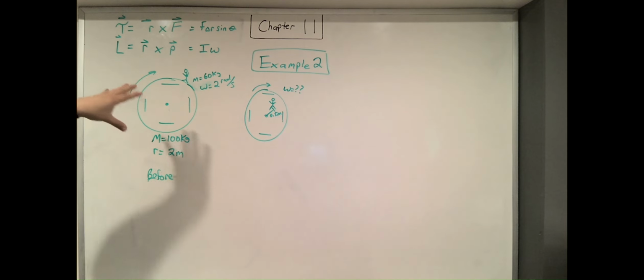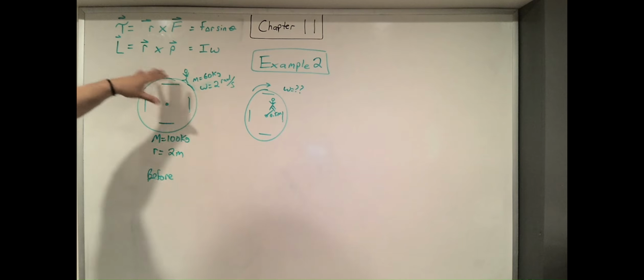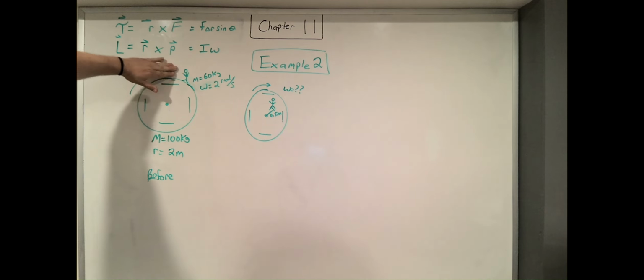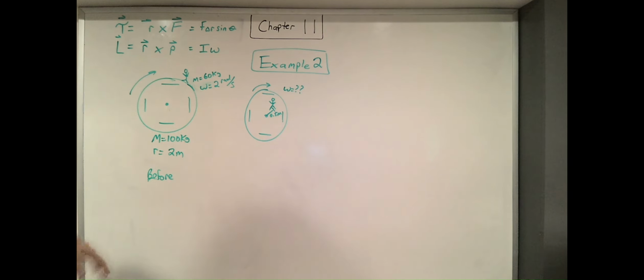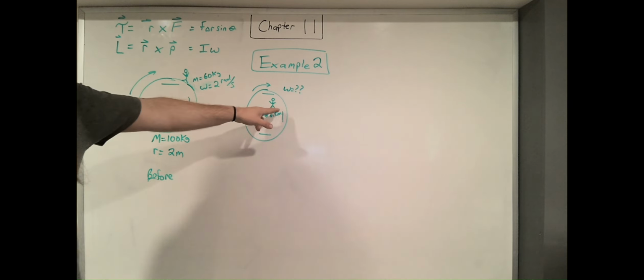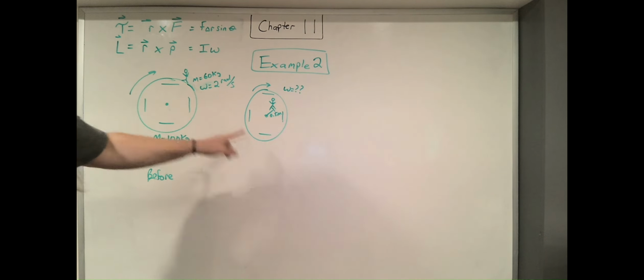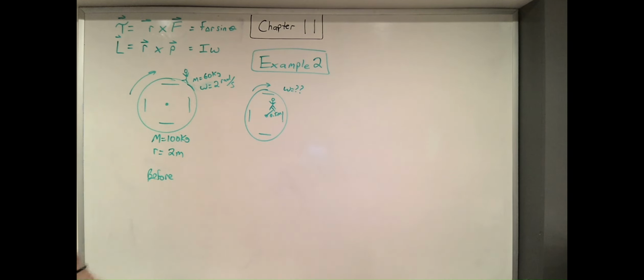We have our merry-go-round. We're looking from the top view of our merry-go-round, going around in a circle. The merry-go-round itself is 100 kilograms and the radius is 2 meters. This is the before picture. We have a small child, 60 kilograms, on the very edge of the merry-go-round, and the merry-go-round is spinning at 2 radians per second. Then something changes. The child gets closer to the center of the merry-go-round. They change their distance to only 0.5 meters instead of the 2 meters all the way on the edge. How is that going to affect the speed of the merry-go-round? Or will it at all?